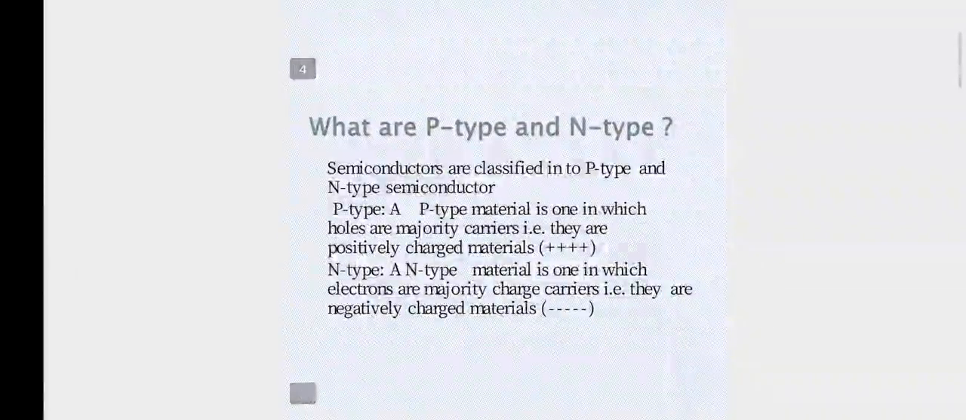What are p-type and n-type? Semiconductors are classified into p-type and n-type semiconductors. P-type material is one in which holes are the majority carriers, that is, positively charged material. And n-type material is one in which electrons are the majority carriers, that is, negatively charged material.